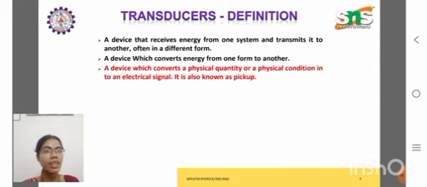So, the basic definition of a transducer is a device that receives energy from one system and transmits it to another, often in a different form. A device which converts energy from one form to another. A device which converts a physical quantity or a physical condition into an electrical signal. It is also known as a pickup.